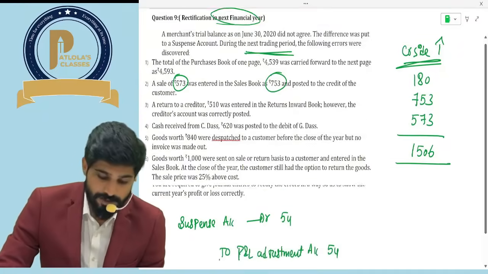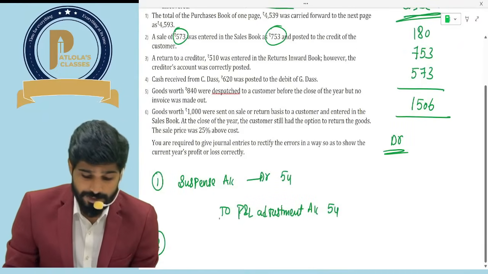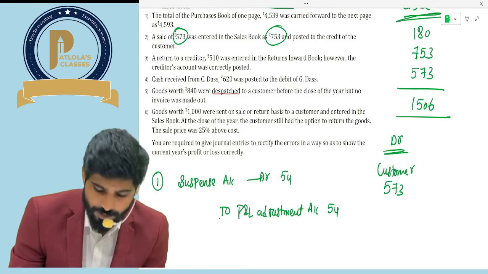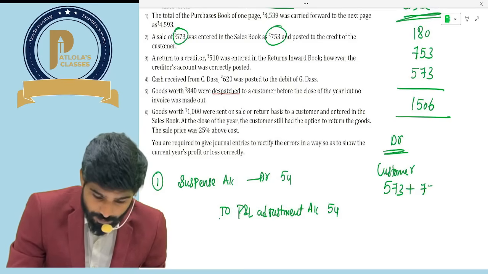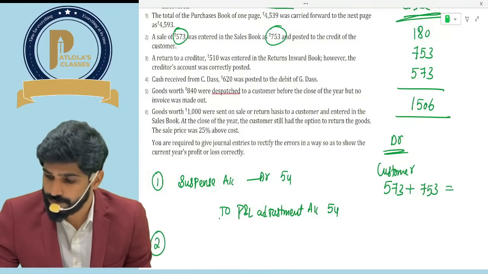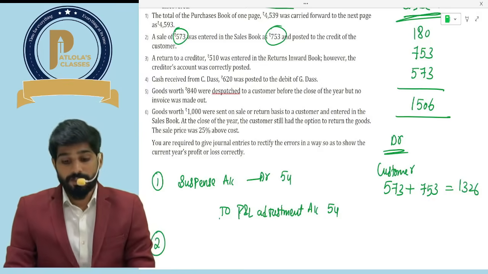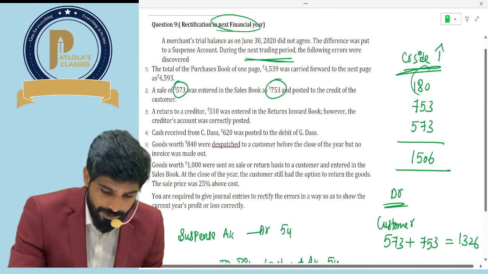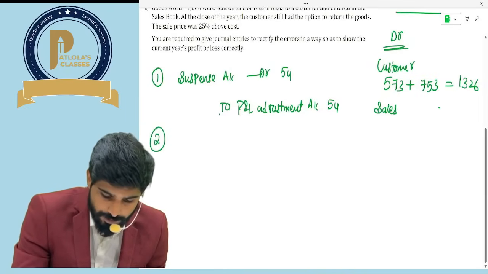In debit, since we made a credit sale, customer account should be debited by 573 actually, and we need to cancel what is by mistake credited. But that is how much? 753. So total will be 573 plus 753, 1326 should be debited to customer account. And can I say sales is taken more by 180? In order to reduce that, sales should be debited.